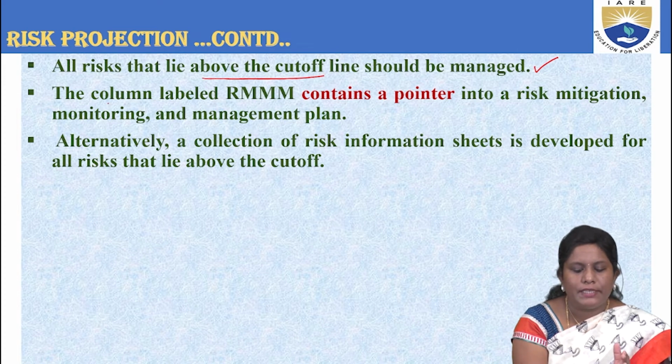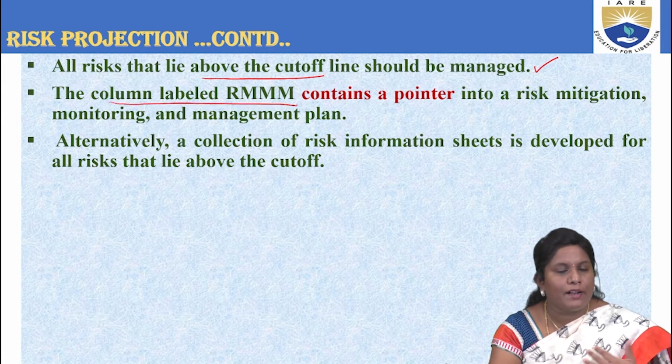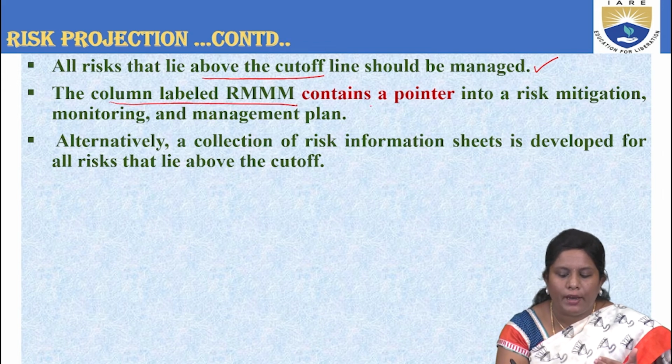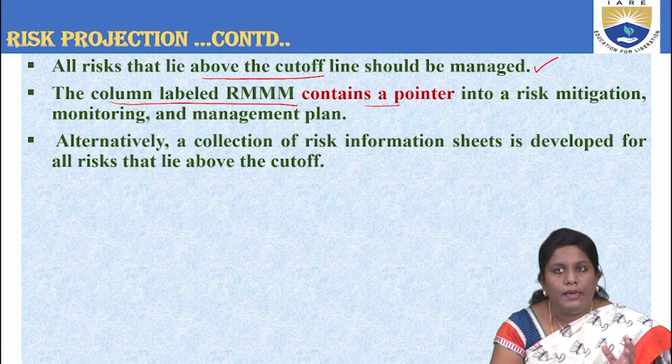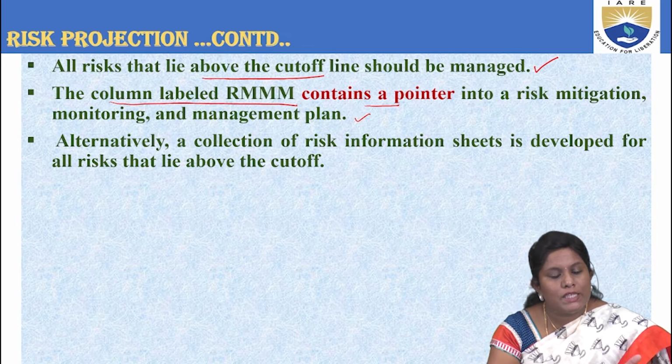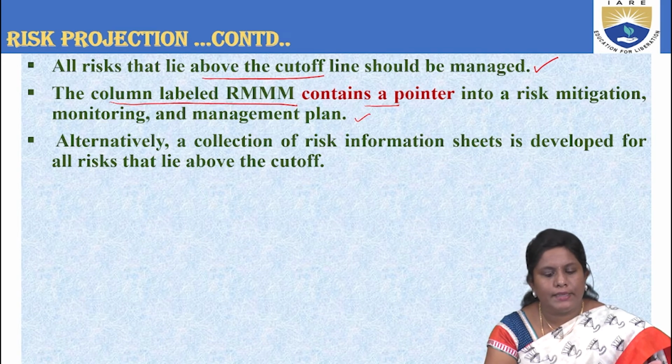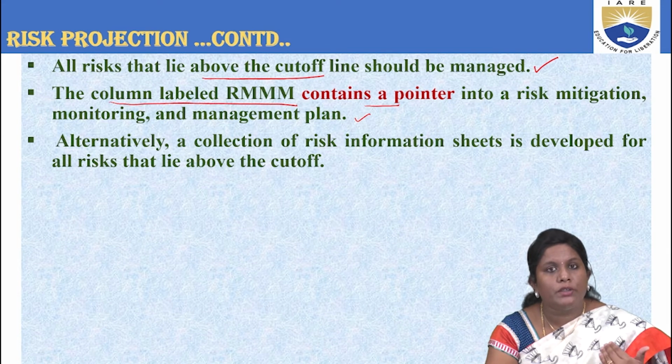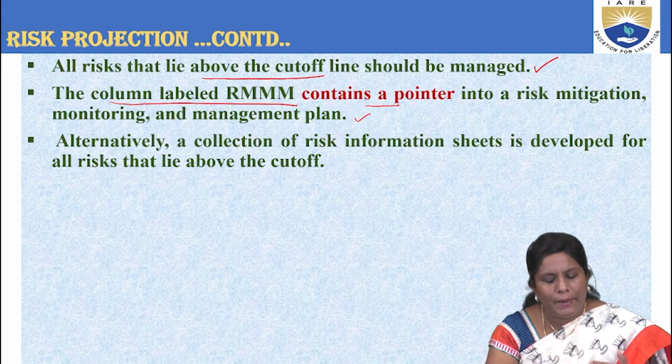Now, in our previous table, the RMM was a blank column. What is this RMM? It points to the risk mitigation, monitoring and management plan. That was left blank there because once all these things are over, that is, listing out the risks, their probabilities, how much their occurrences are, and how they are on higher priority or lower priority, then we go into the mitigation, monitoring and management plan.